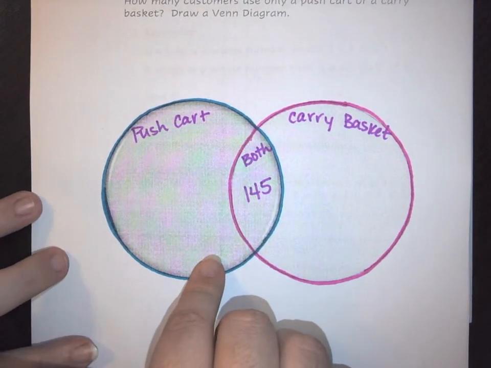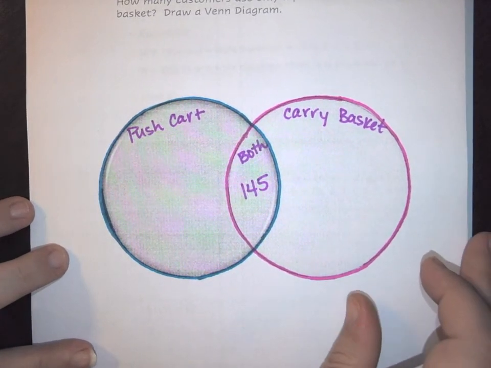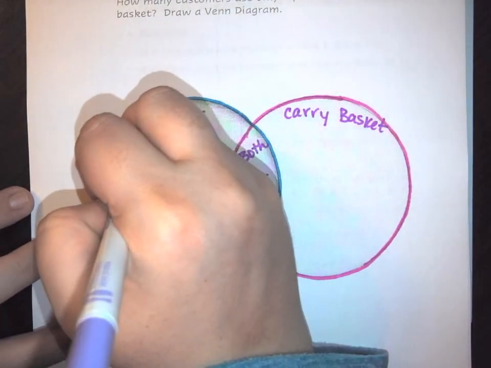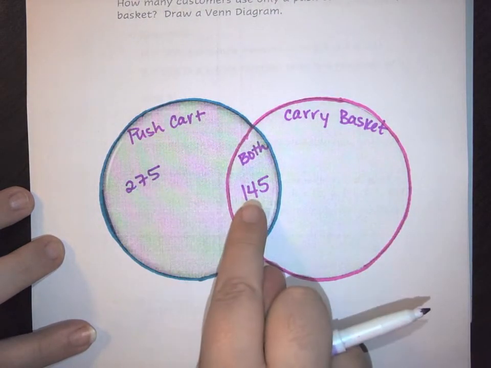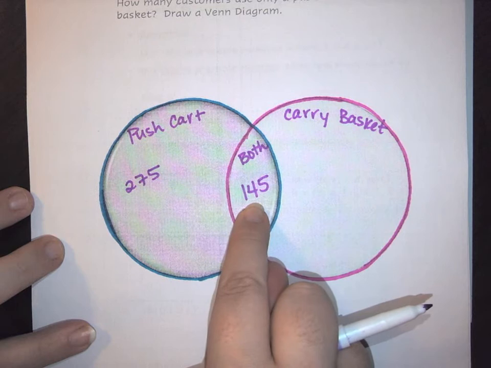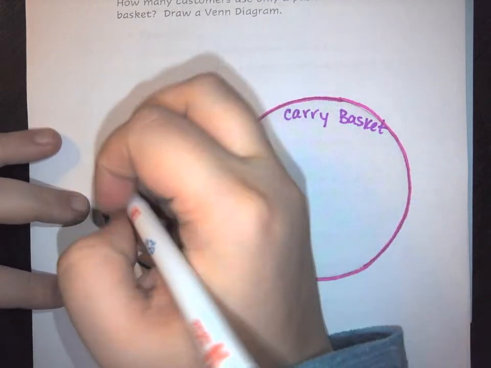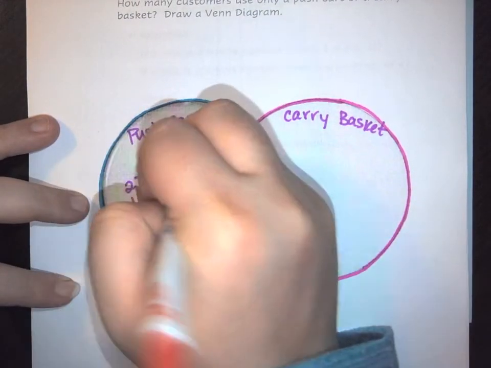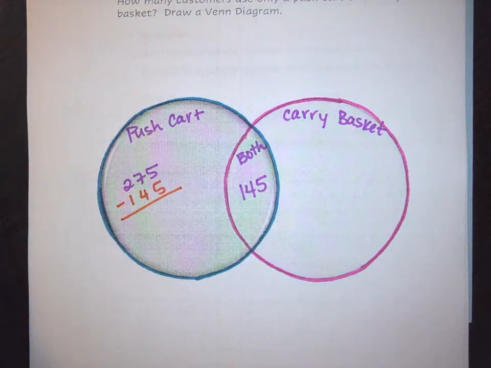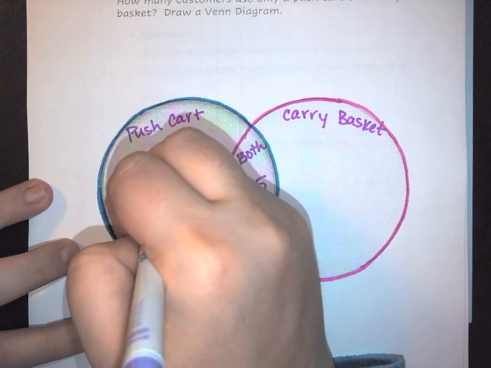Well, I am told that there are a total of 275 customers that use push carts. So I know that this is 275. However, of that 275, 145 of them use both. So I have to subtract away the part that uses both. So I need to subtract 145. And that is going to give me how many people use push carts only. So here you get 130.